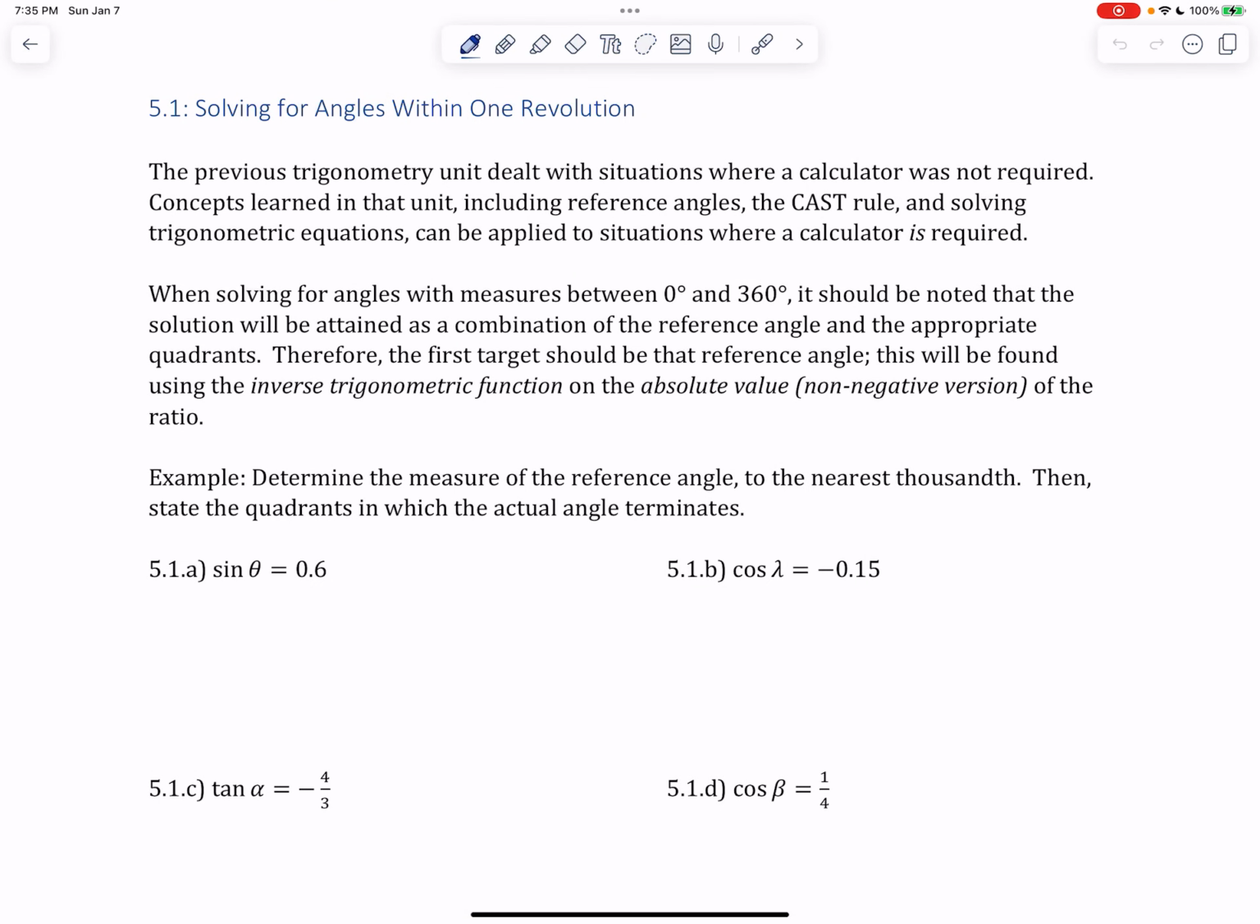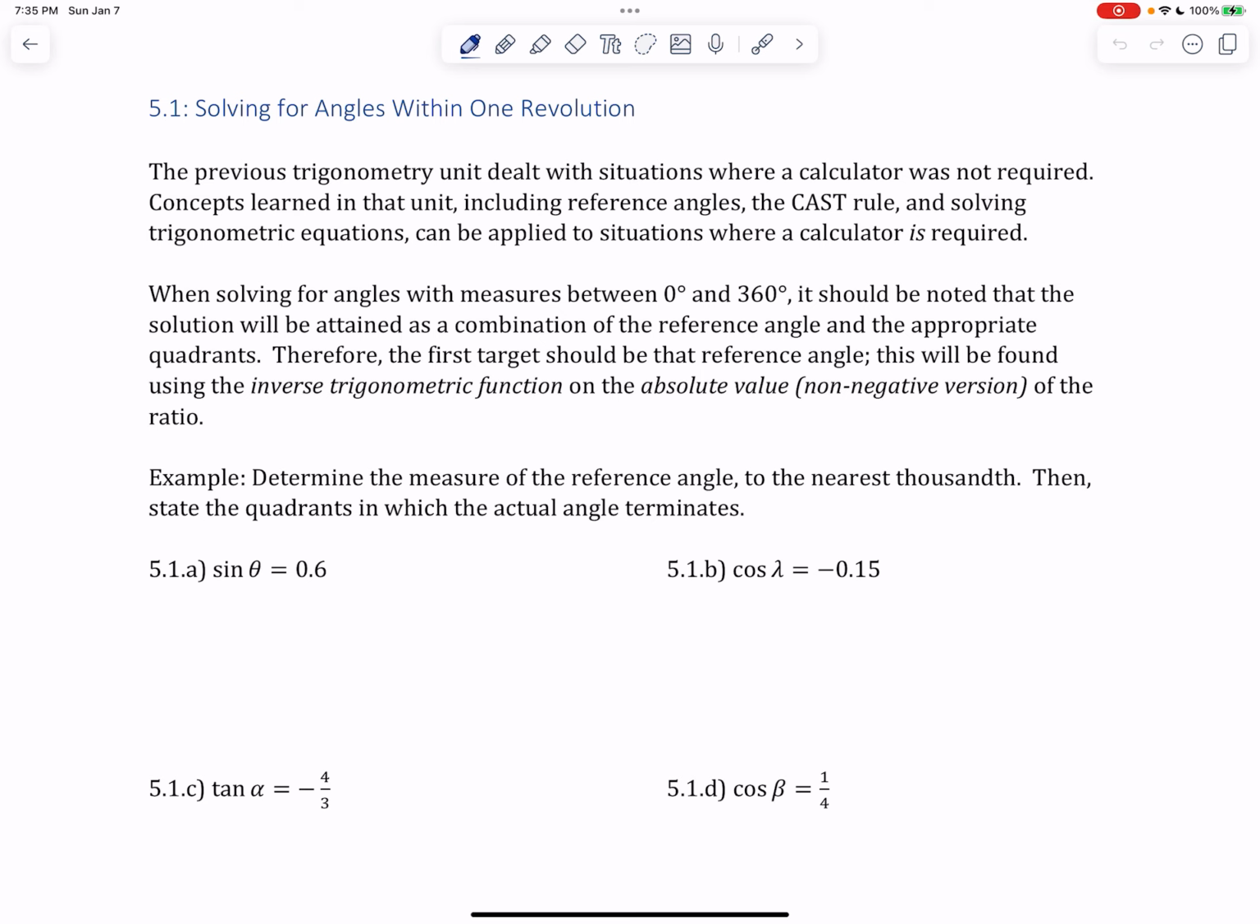Welcome everyone to our next unit, which is trigonometry and non-right triangles. Last year with trigonometry, all the triangles that you worked with had right angles in them. And we used those ideas to generate things like the CAST rule and how to look at angles beyond just acute angles. So this lesson, 5.1, is pretty much review.